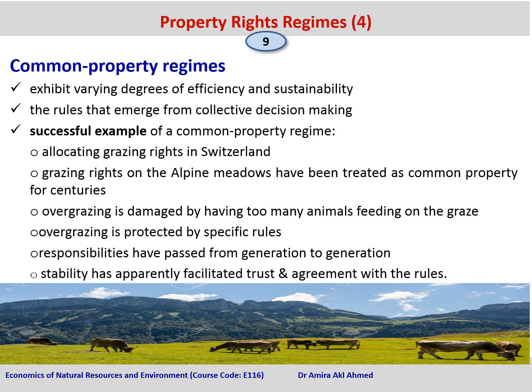Common property regimes are quite variable. Degrees of efficiency and sustainability depend on the rules that emerge from collective decision making. Some successful examples of common property regimes exist. However, unsuccessful examples are even more common.